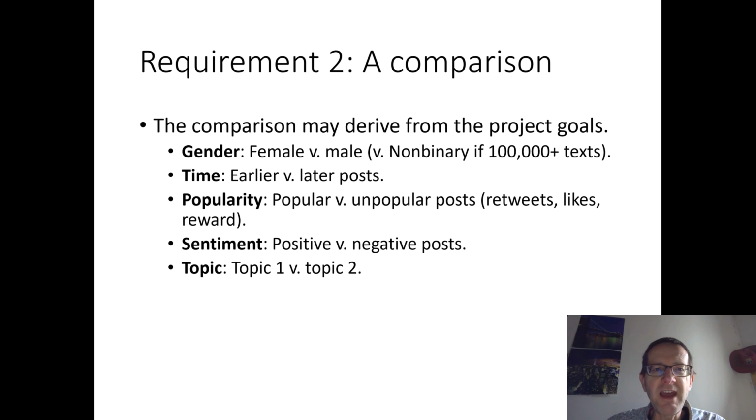Time, earlier versus later. Popularity, you can also check. More popular versus less popular posts. Find themes in this comparison. Or sentiment, positive against negative posts, or more positive against less positive posts, for example. Topic comparisons, if you've got 2 different topics that you'd like to compare, then you can do this. For example, maybe QAnon versus non-QAnon Trump posting.